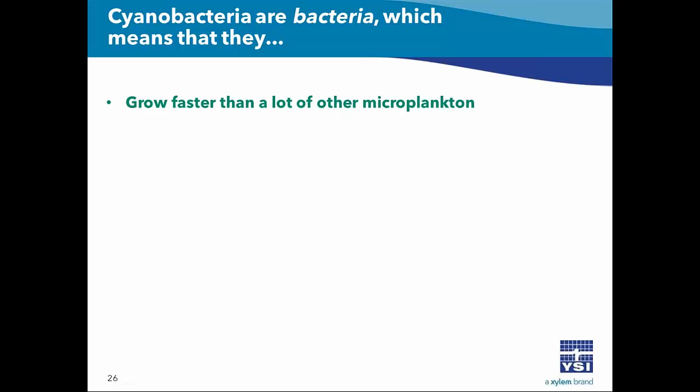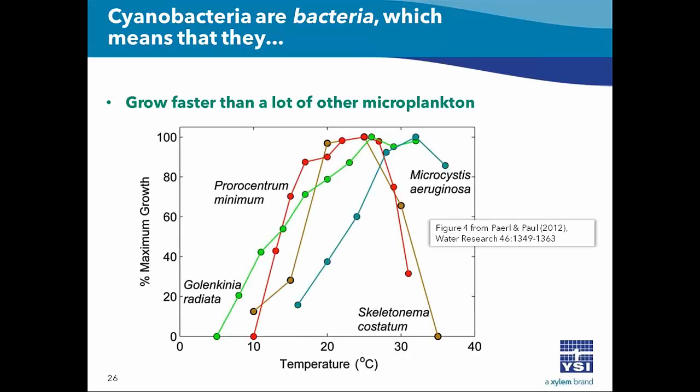One of the reasons that's important in the context of harmful algal blooms is that bacteria grow fast. So if we look, for example, at this graph, which is from Paerl and Paul of 2012, this is showing optimal growth for different organisms. And the only organism on here that's a blue-green algae is Microcystis aeruginosa. The rest of these are what we might call healthy algae in a lake. These are some common organisms that we see.